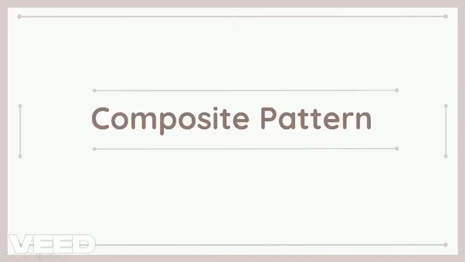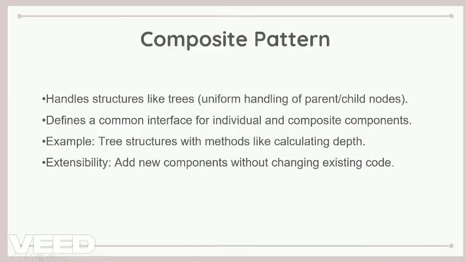The composite pattern is useful when working with structures like trees, where both parent and child nodes need to be handled uniformly. This pattern defines a common interface for all the components, where individual elements are composed of other components. For instance, in a tree structure, both parent nodes and the leaves can implement the same methods, like calculating depth or checking if a value exists. This pattern makes the system easier to extend, as a new component can be added without changing existing code.